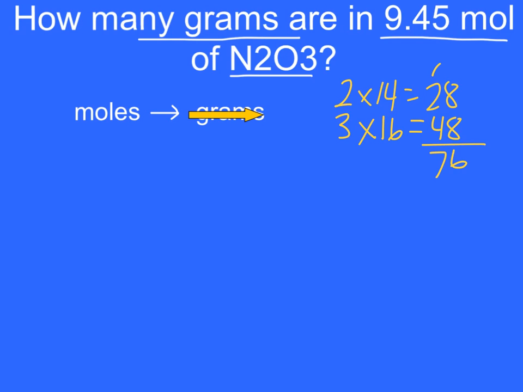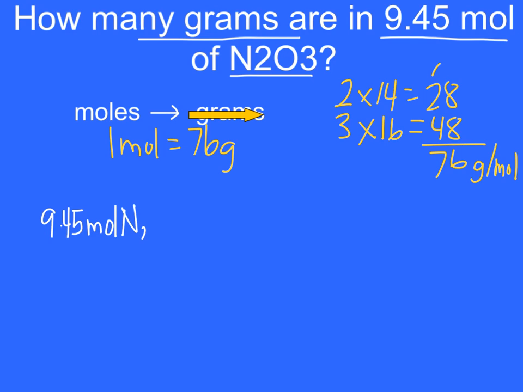So it's going to have a mass of 76 grams, and we call that grams per mole, all right? You can write it out like that, 76 grams per mole, or if it's easier for you, you can write out 1 mole equals 76 grams, all right? It means the same thing. All right, so now what we're going to do is set up our problem. Always start with the number that's given, so the 9.45 moles of N2O3.